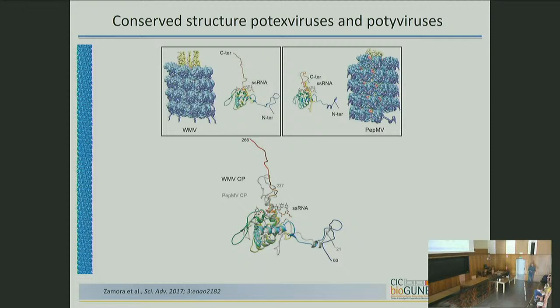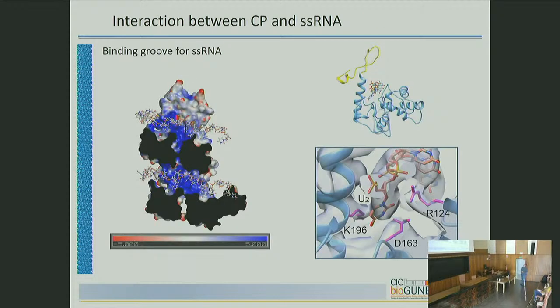What happened with the rest of them? Well, this is in more detail. You see the electropositive region is in the groove, in the floor for this turn, and in the ceiling from the other turn. So it's a good place to put the ribonucleic acid there.